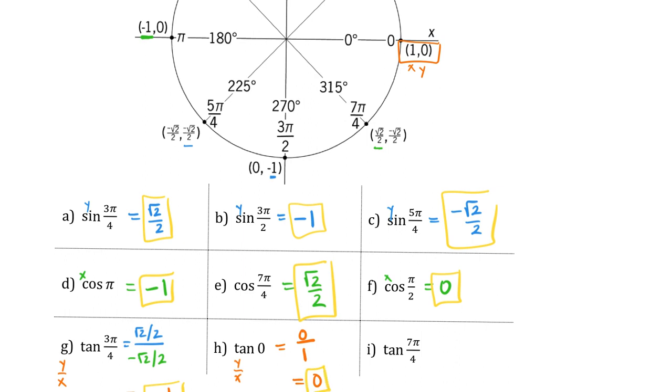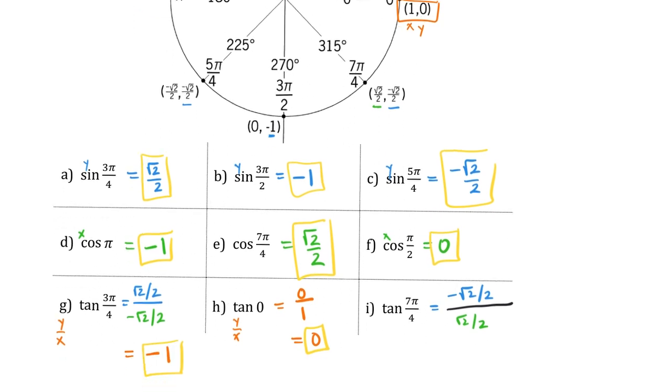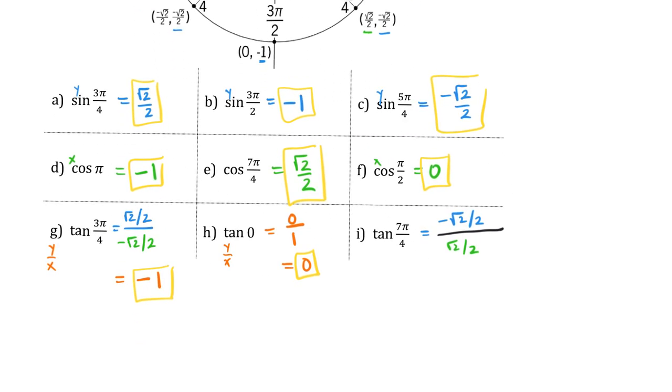Okay, tangent of 7 pi over 4. Where's 7 pi over 4? Right here. Okay, I want to do the y divided by the x. Okay, the root 2 over 2 is canceled, the 2's canceled, the negative stays. So my final answer is -1. So it looks bad, but it simplifies.